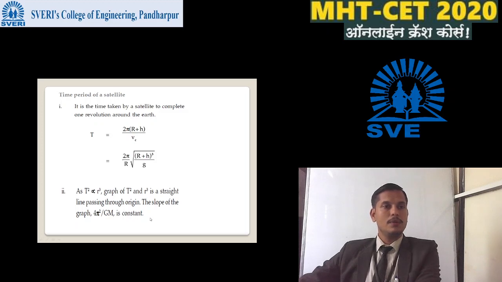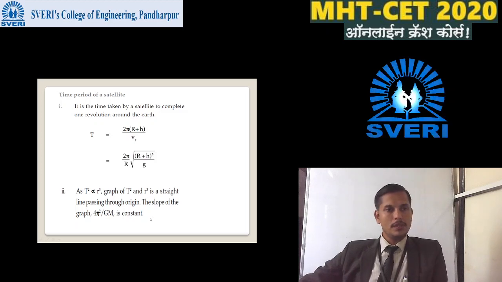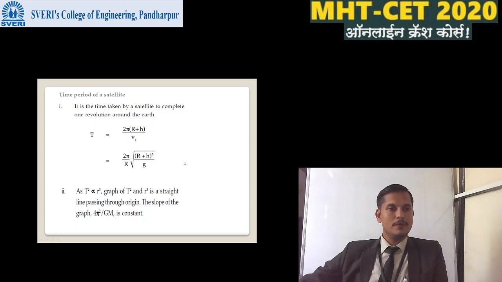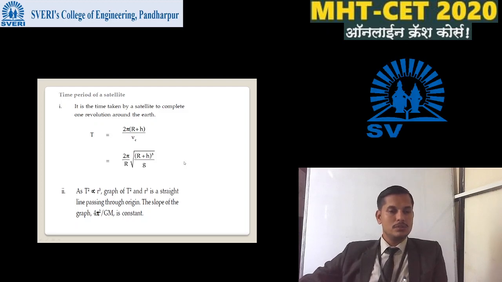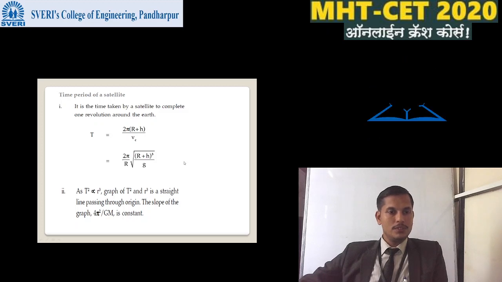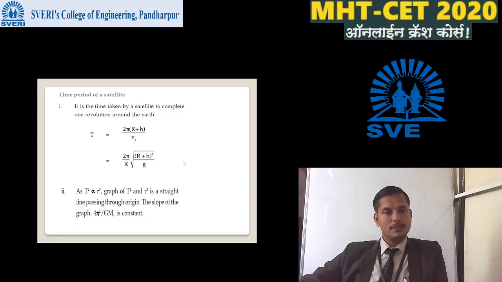Next, time period of a satellite. In this case we are looking at the time period. It is the time taken by a satellite to complete one revolution around the Earth. So that time is given by 2 pi into capital R plus h, that is the height of that satellite above the Earth's surface, divided by its critical velocity, that is VC. So after adjusting it we are getting 2 pi divided by capital R under root (R plus h) whole cube divided by g. So if we carefully check, it depends upon the parameters.